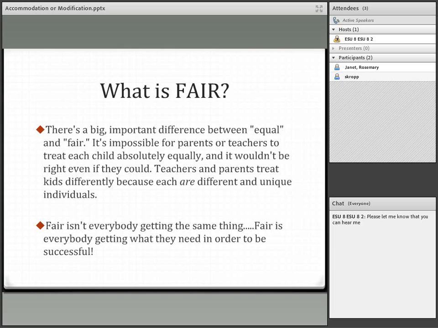It's not possible for parents or teachers to treat every child identically, and it wouldn't be right if we did that. We must treat kids differently because each is a different individual and they have individual needs. We have to remember that doing the same thing for everybody doesn't give each of them what they need in order to be successful. I think that sometimes helps teachers and educators to think about how fair doesn't have to be equal, because it wouldn't be right to give everybody the same thing.